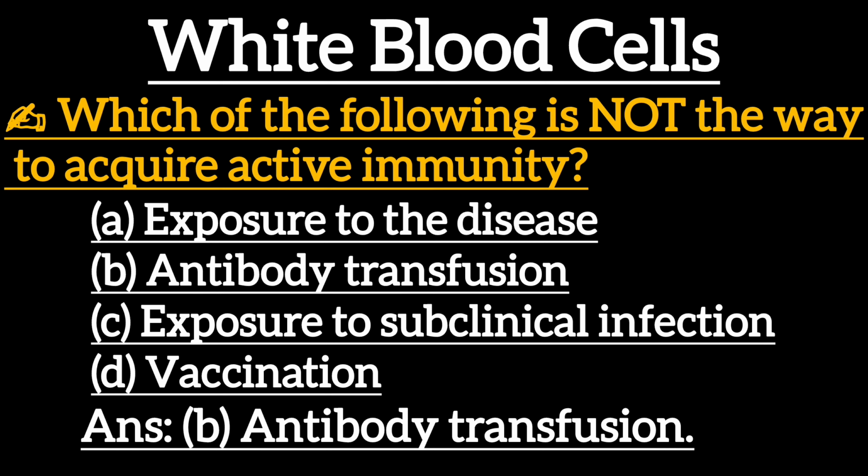Next one is which of the following is not a way to acquire active immunity? Option A, exposure to the disease. Option B, antibody transmission. Option C, exposure to subclinical infection. Option D, vaccination. Correct answer is option B, antibody transmission.